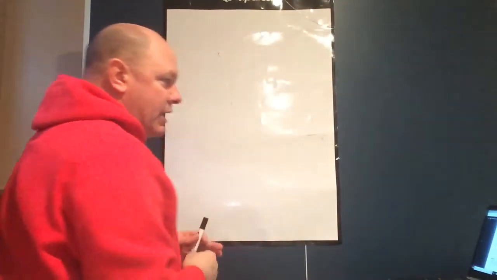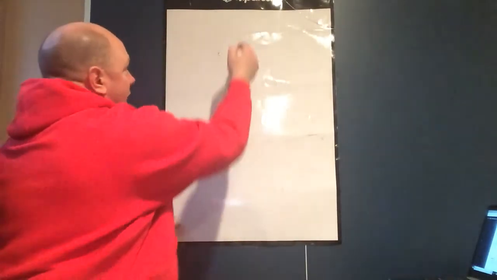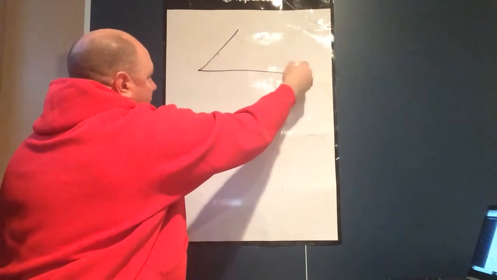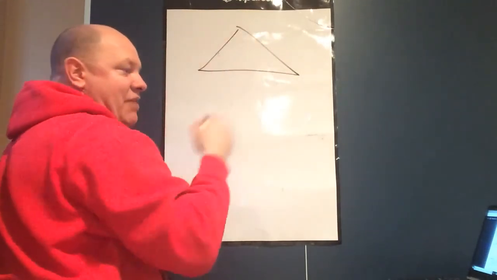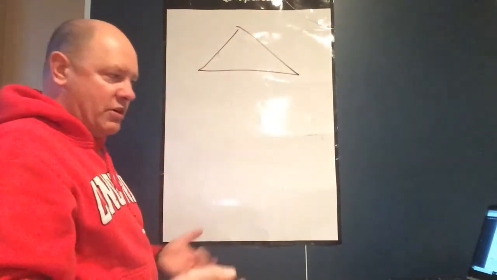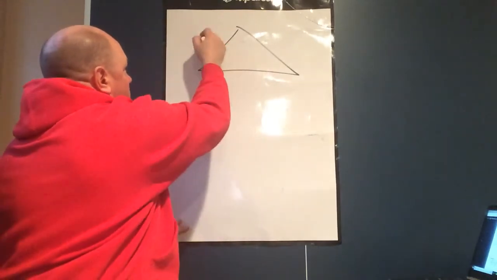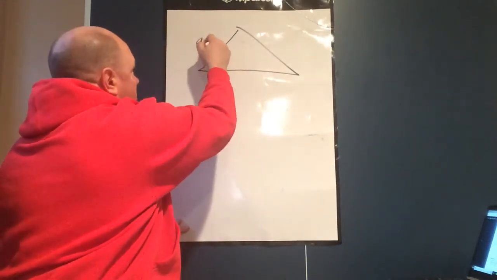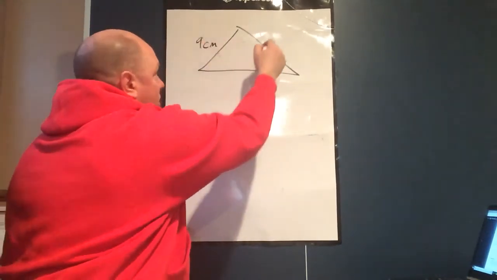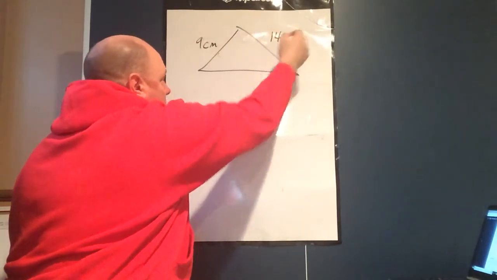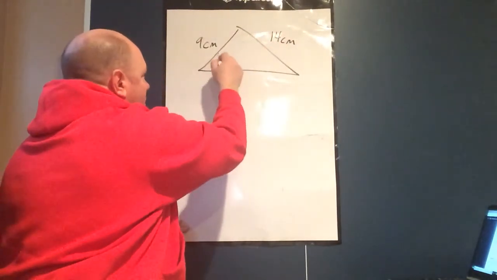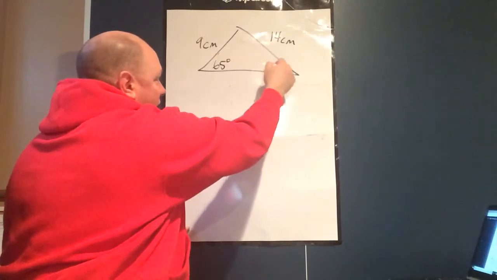All right. The next triangle we're looking at is this right here. It looks something like this. And it doesn't have vertices. Remember what I told you? It doesn't have vertices. Sometimes that happens. So we got 9 centimeters here. We have 14 centimeters here. And we have 65 degrees here. And we have our x.